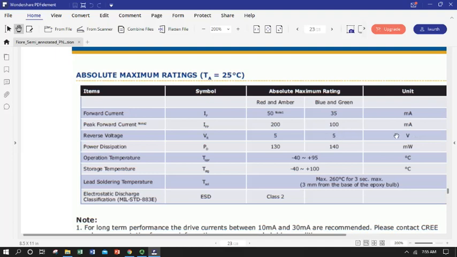5 volts, that's not very much. That's much less than some of the switching diodes. Not a lot of power dissipation compared to the other switching diode we looked at earlier in the chapter. Instead of 500 milliwatts, this is only about 100 to 150.